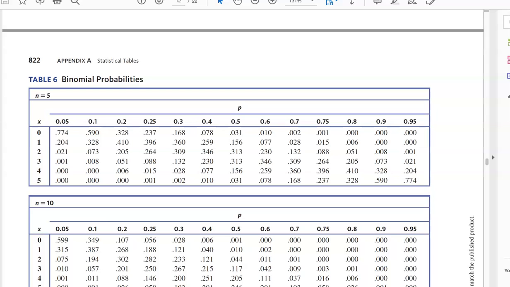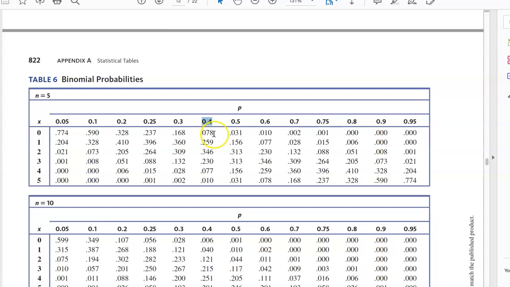The binomial table is Table 6 in our textbook. That's found on page 822, and these tables are also posted in Canvas. The way you read these tables is you have the number of trials. Here we were doing an example with 5 trials, and then there are all sorts of different probabilities, and that represents the probabilities for a success. In our case, the probability of success was 0.4, and we would get the probability distribution.